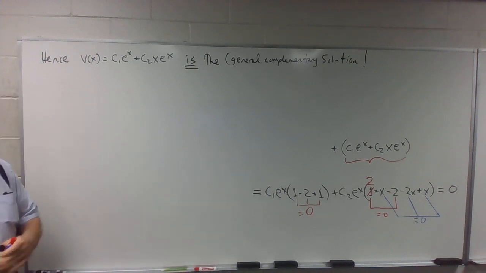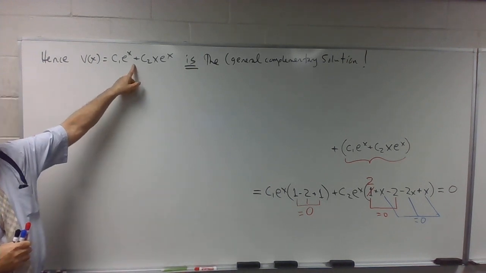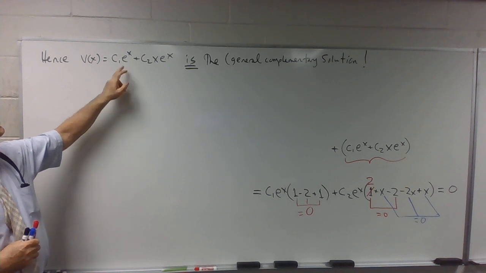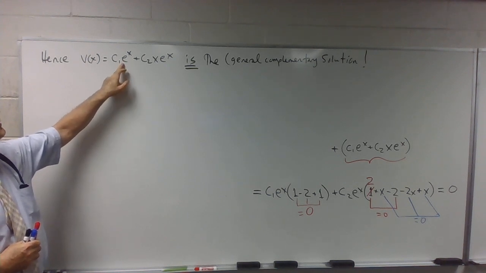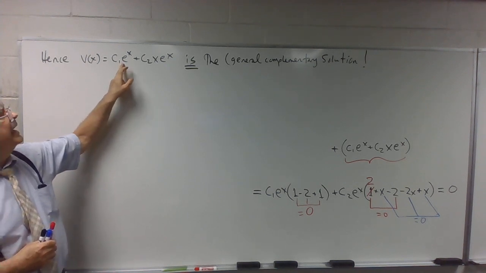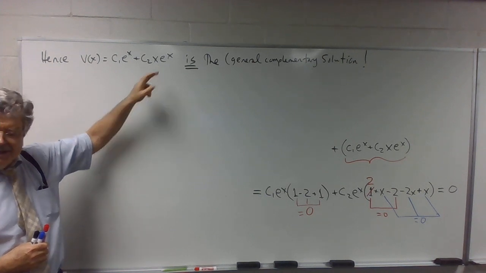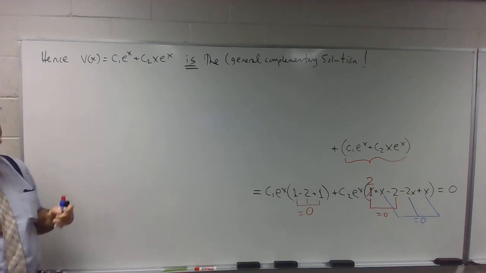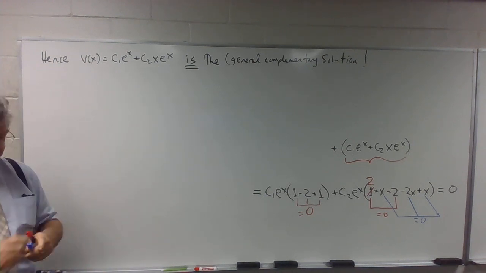So this thing is the general complementary solution. So taking the first solution and multiplying it by x will give us the second independent solution in the case where we have repeated roots.